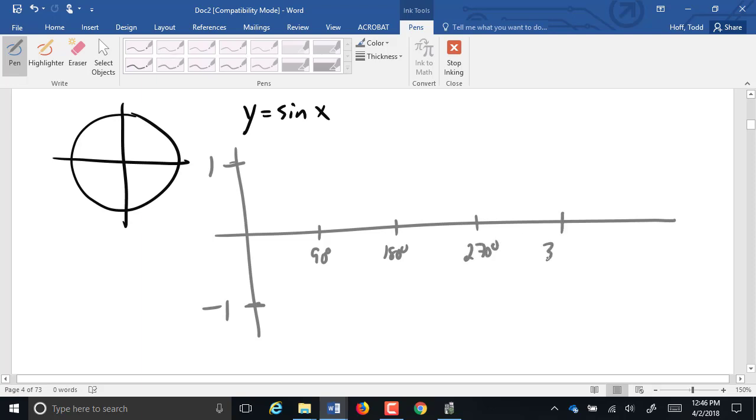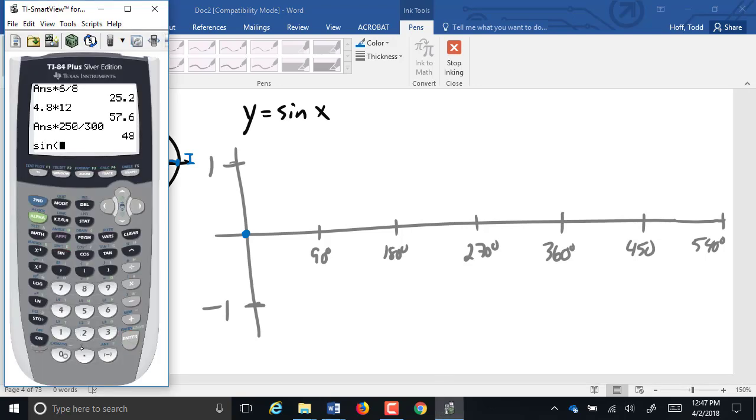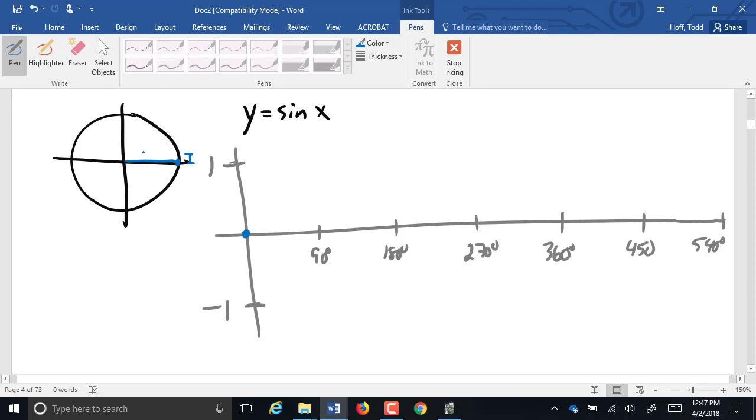Since most of our benchmarks happen to be the 90-degree marks, let's label this out at 90-degree intervals. At 0 degrees, what is the value of sine? 0 degrees is right here. What's the value of sine? Careful. Sine is this direction, right? Sine of 0 degrees is 0. As we go up to 90 degrees here, what's the value of sine? 1. So at 90, it's 1.